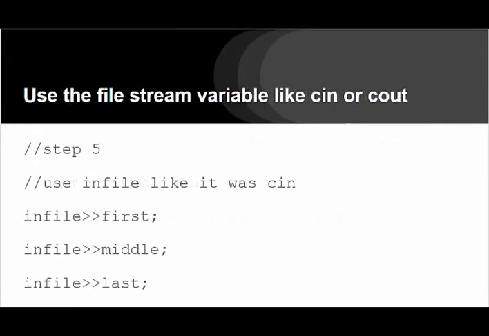Okay, step 5 is to use the file stream variable like it was either cin or cout. In this case, because we're reading from a file, we're going to use it like cin. This will cause groups of characters from the file separated by white space to be brought into the program and stored in variables. And that's exactly what we're shooting for, so that we can get some data from the file into our program.